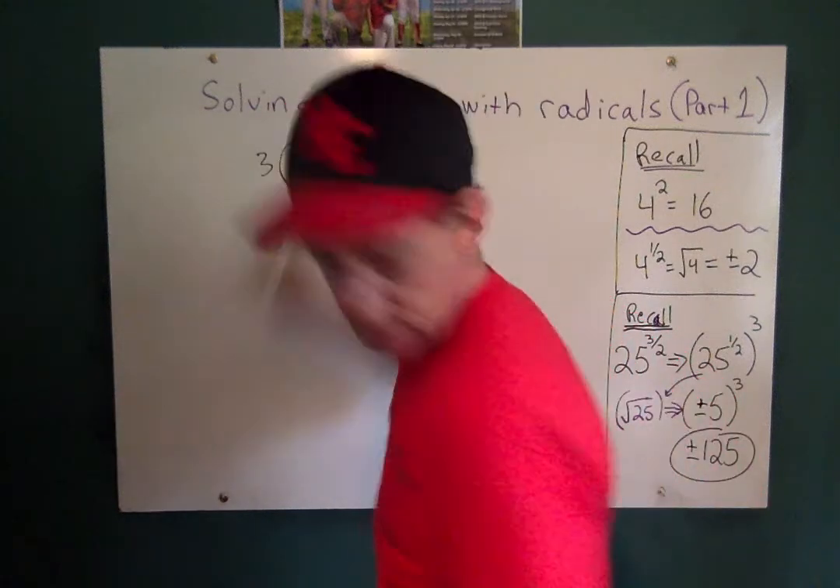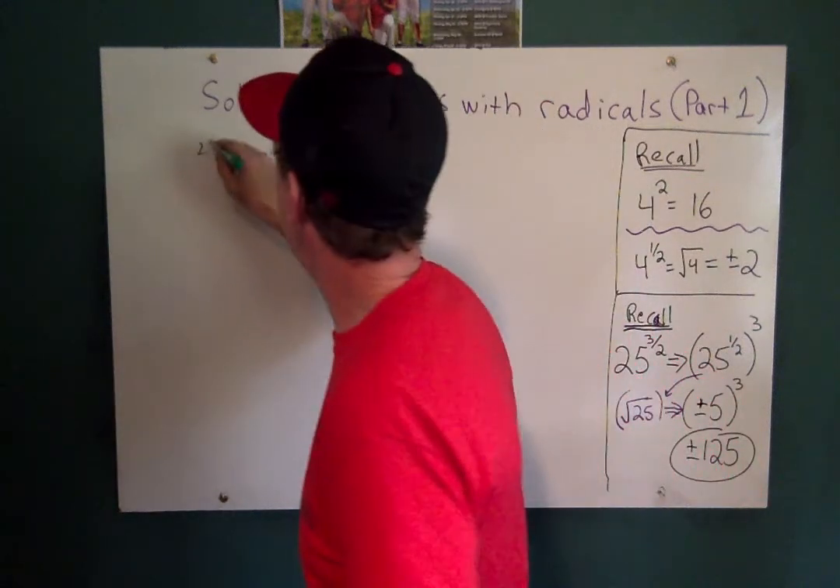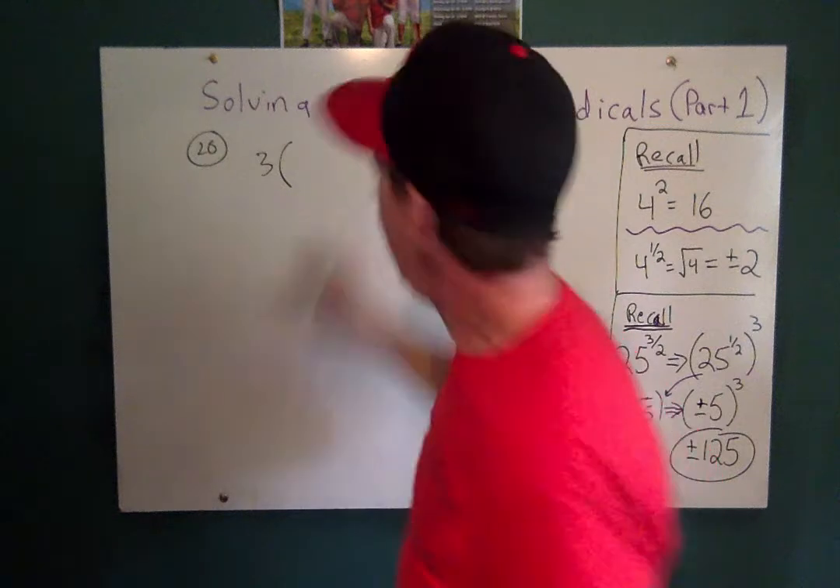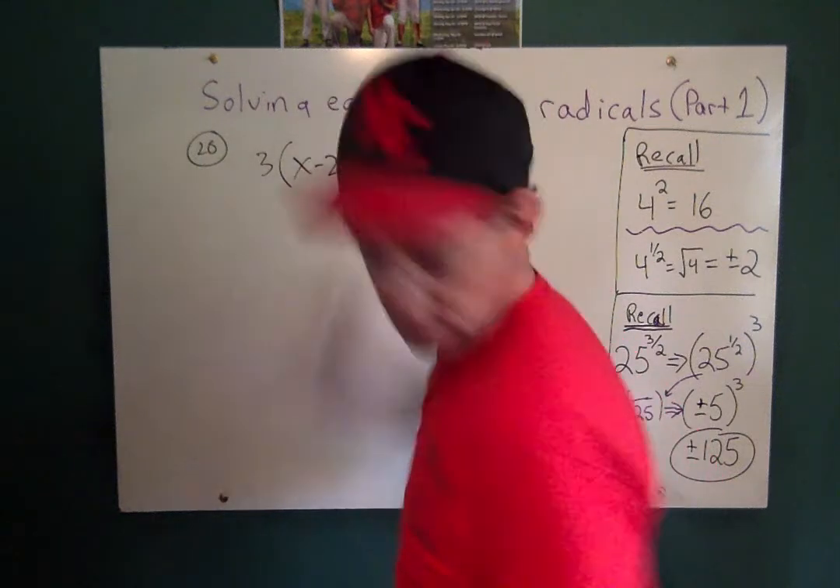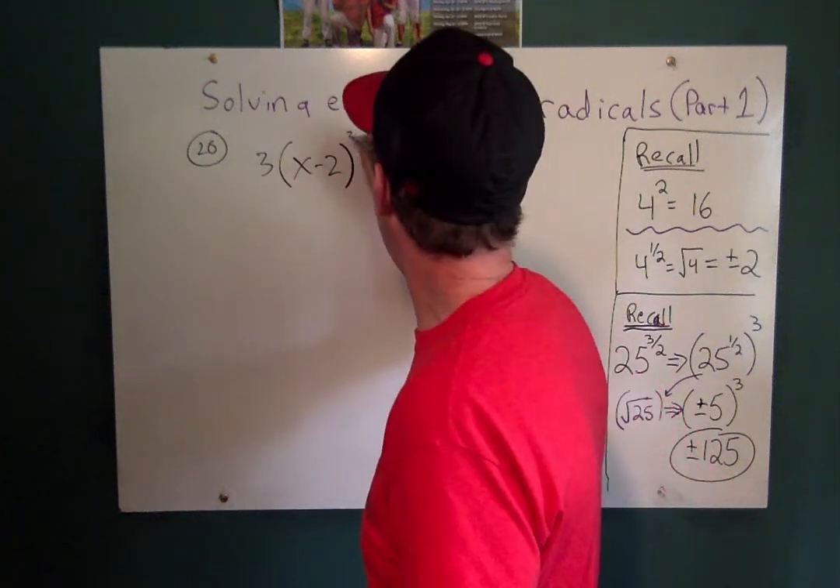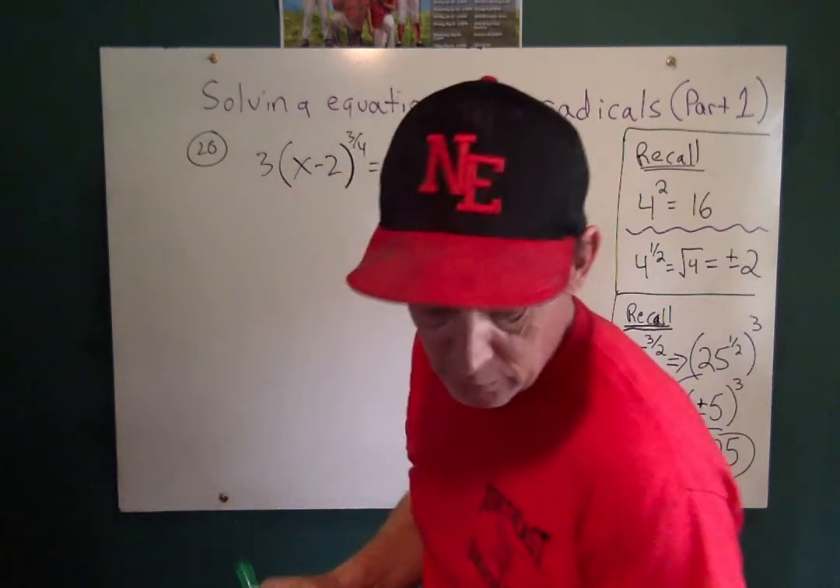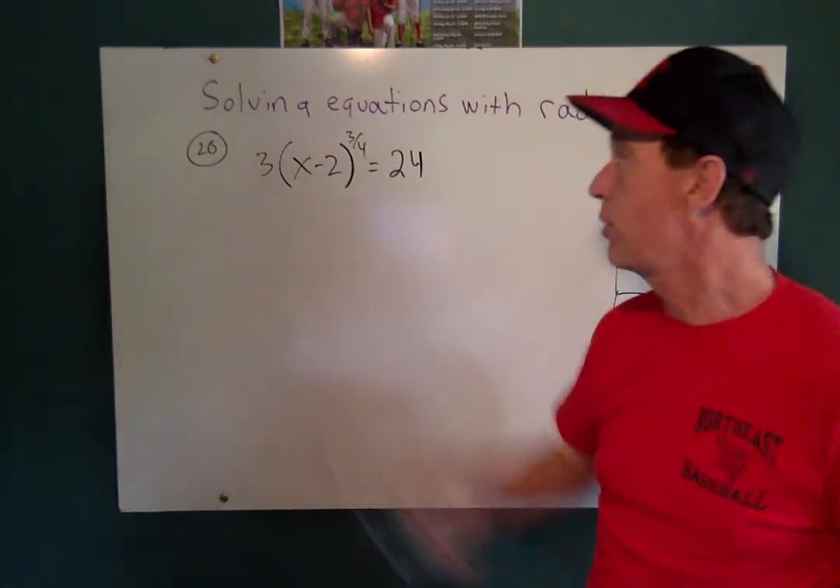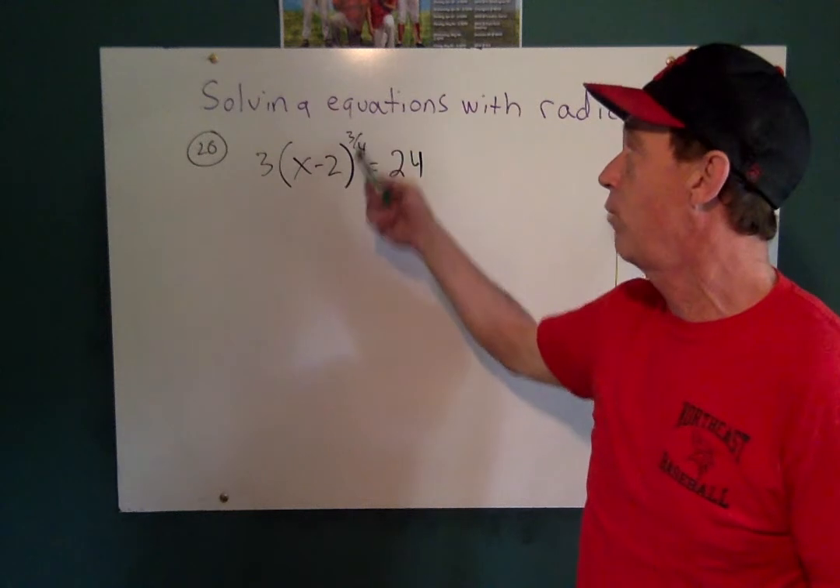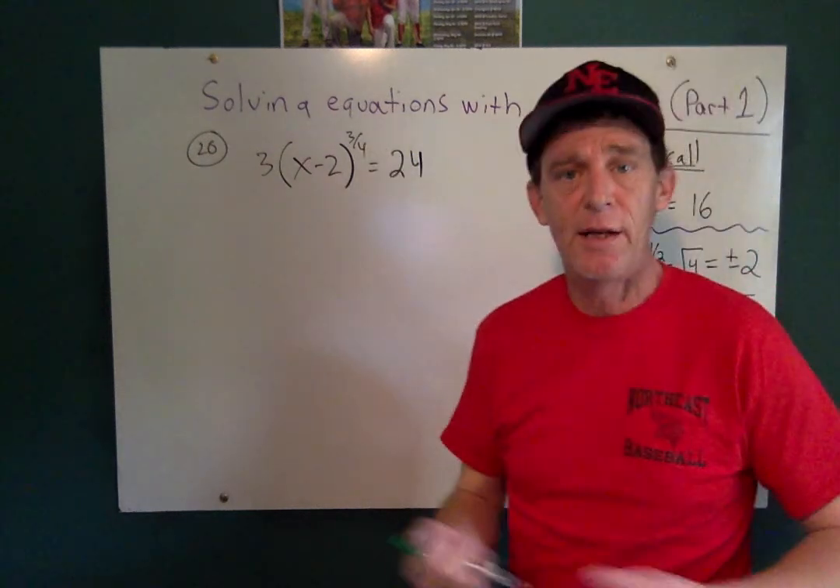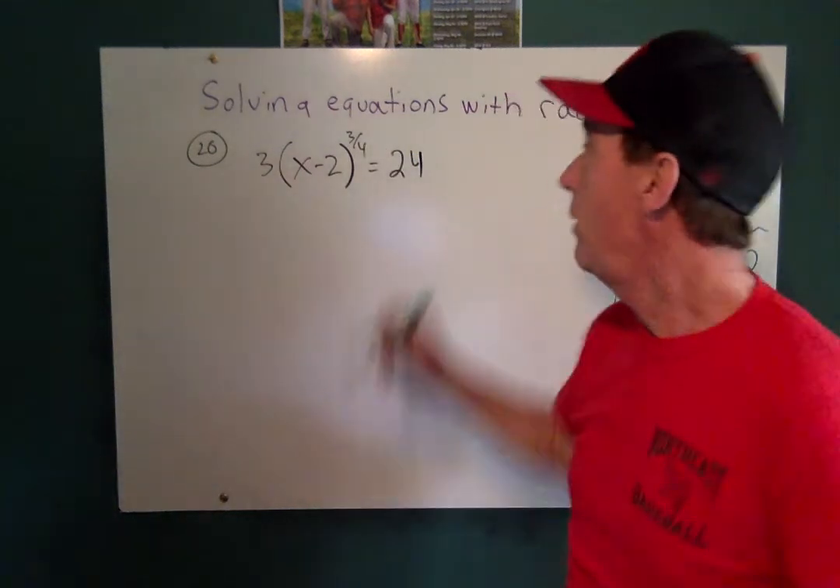3 times x minus 2 to the 3/4 equals 24. This is problem number 20. You could pause the video now and try yourself. You divide by 3 first and then raise it to the reciprocal power and see what you end up with. What you're going to get is the following.